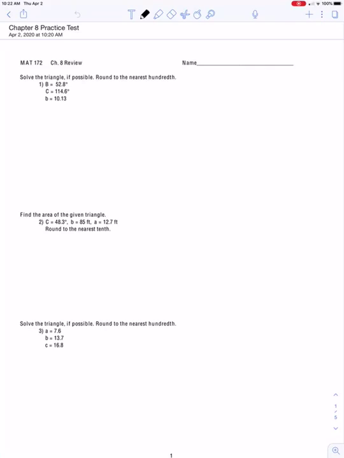Angle B is 52.8 degrees, angle C is 114.6 degrees, and side b, which is the side opposite angle B, is 10.13 units in length. First thing we want to do, of course, is to get a sketch, get a picture. So let's go ahead and look at this triangle. We've got an obtuse angle of 114.6 degrees, so we'll draw in that obtuse angle here. We'll let this be angle C, we'll let this be A, and we'll let this be B.